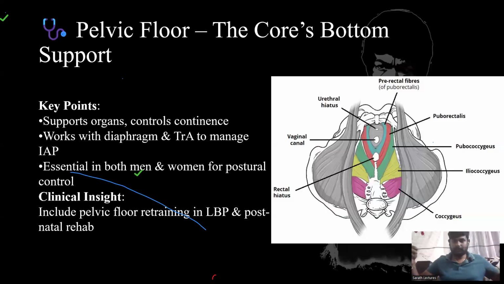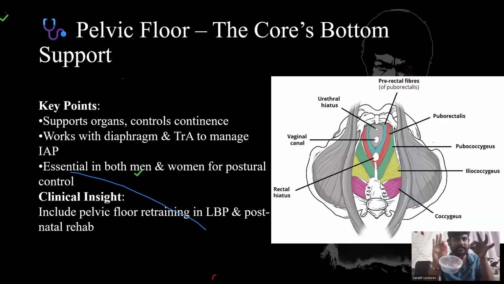So this is the pelvic floor muscle. Usually it is like this. If I am not contracting, the pelvic floor is like this. This is the right side pelvic floor, this is the left side pelvic floor, and this is the central portion. So you can imagine this box is a pelvic floor.